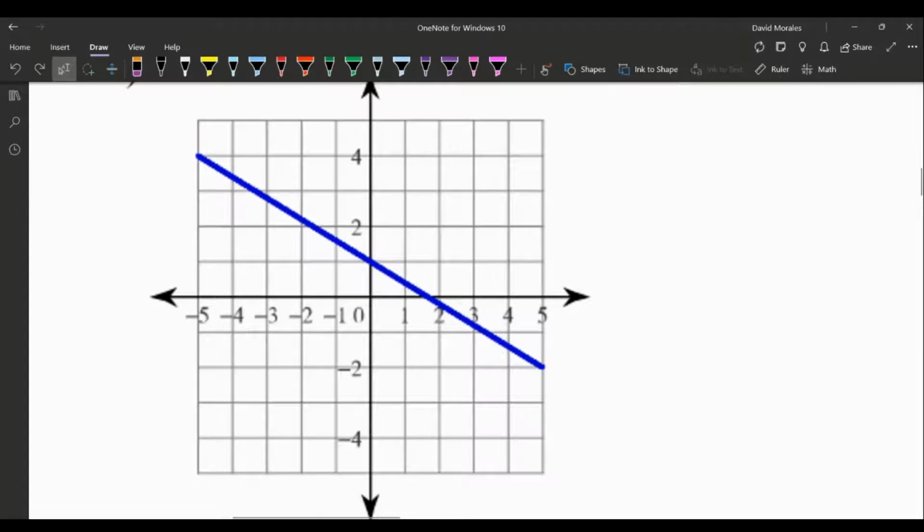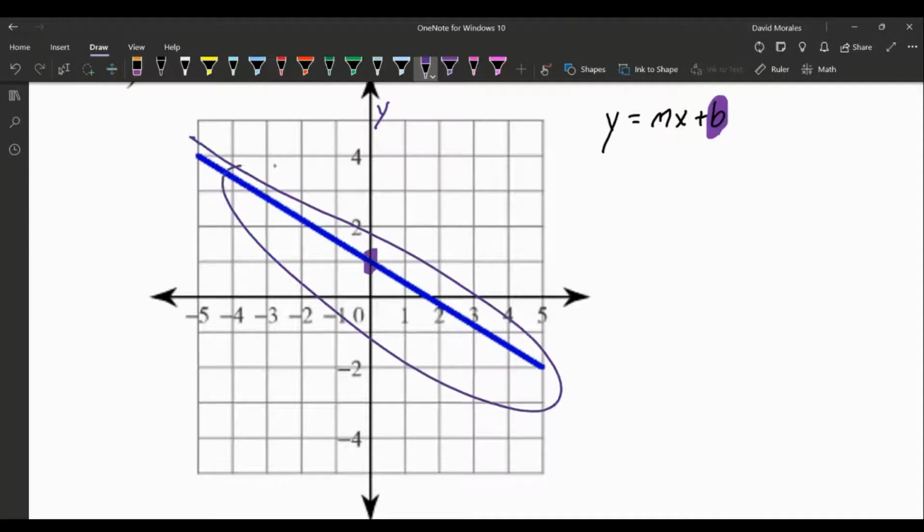Now, what about this one? We write our equation of the line first. You gotta do this each and every time. y equals mx plus b. What is my b? My b is right here, because this line crossed the y-axis at 1. So my b is 1.